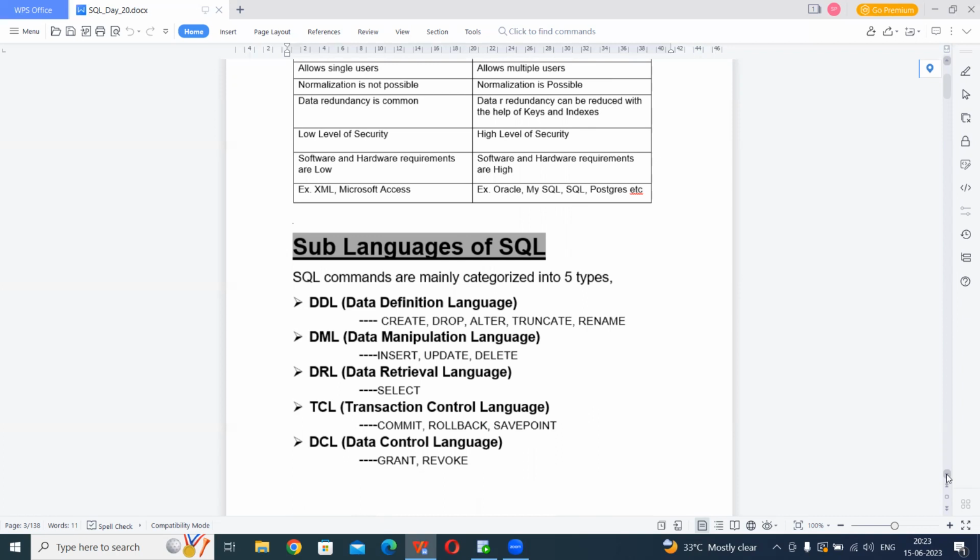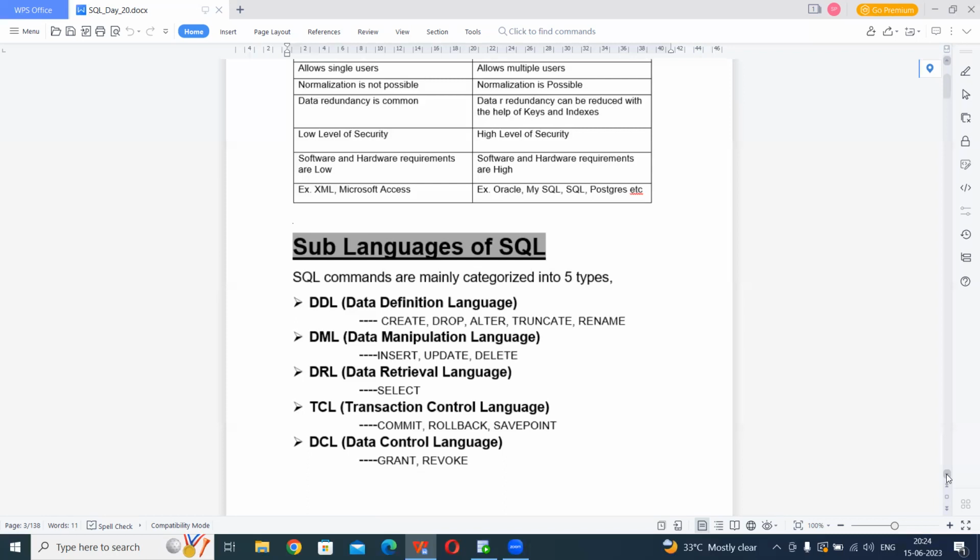So now we'll go for the first sublanguage, which is DDL. DDL simply stands for Data Definition Language. The commands that fall into the category of DDL are create, drop, alter, truncate, rename. These are the 5 commands that fall into the category of DDL. And then we have DML. DML stands for Data Manipulation Language. The commands that fall into the category of DML are insert, update, and delete.